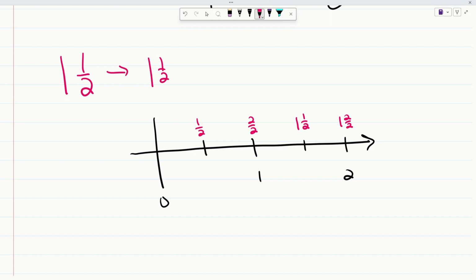But remember, I said you can add these things together. We know 2 over 2 is really 1, plus 1. So this would just be 2. And that's how we get this. So 1 and 1/2 would be a dot right there. I hope this makes sense, because visually, it's so much more powerful than just always thinking about it.